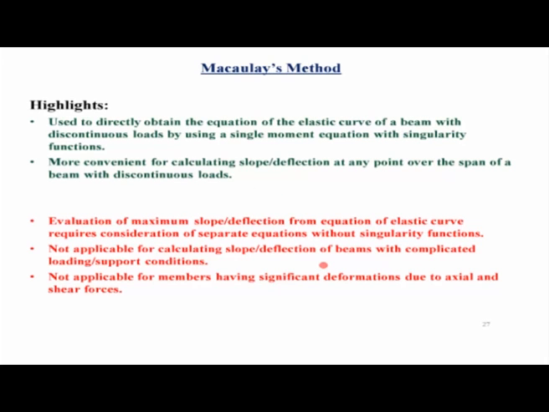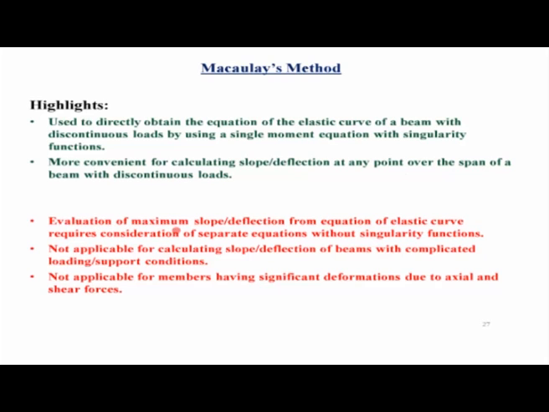So these are some of the highlights of Macaulay's method. First of all, it is used to directly obtain the equation of the elastic curve of a beam with discontinuous loads by using a single moment equation with singularity functions. Just like you saw in the example, if you had solved example number 3 using the direct integration method, you would have solved 3 different sets of equations and 6 constants of integration. But because you used Macaulay's method, you just had to solve only 1 equation and 2 constants of integration. So it is definitely more convenient for calculating slope or deflection at any point over the span of a beam with discontinuous loads.